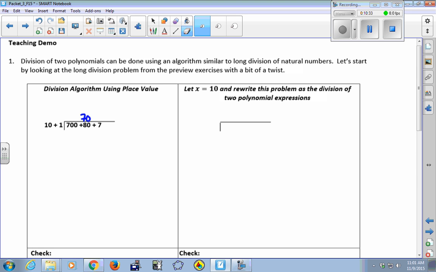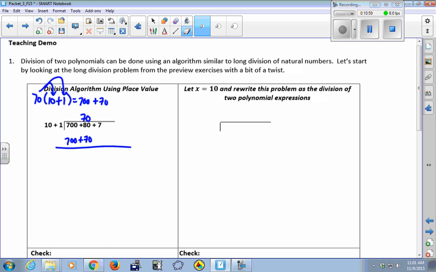Now, just like you did before, you take your answer and you multiply it by your divisor. So I take 70 and I multiply it by 10 plus 1, 11. But I'm going to do it in two pieces. 70 times 10 is 700, and 70 times 1 is 70, plus 70.